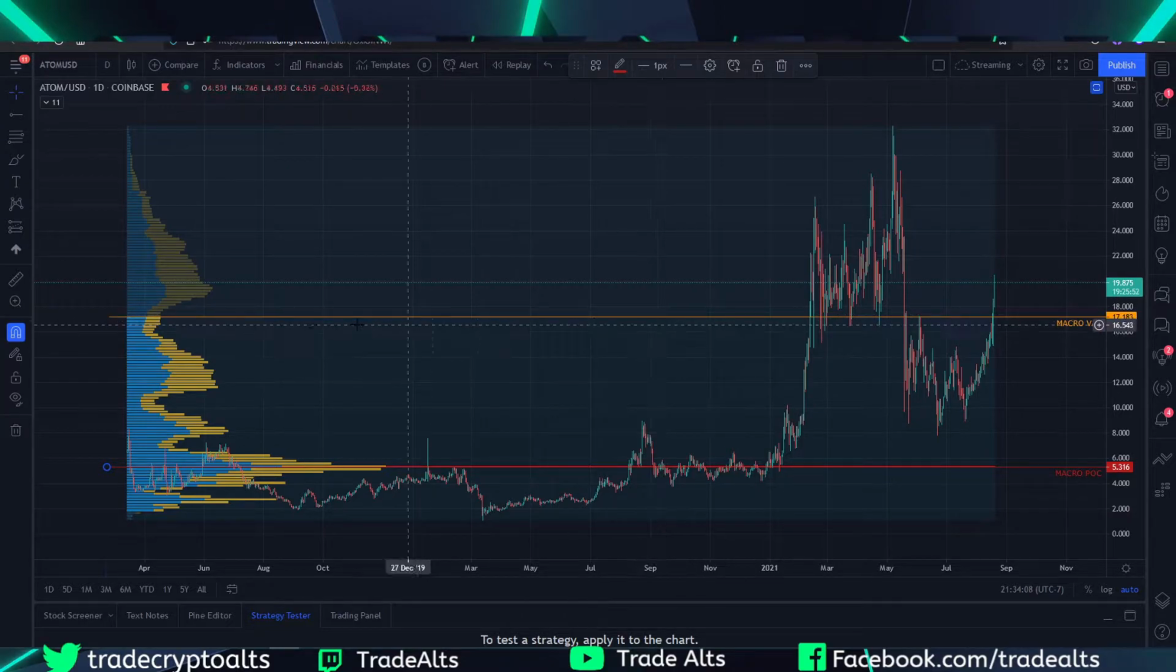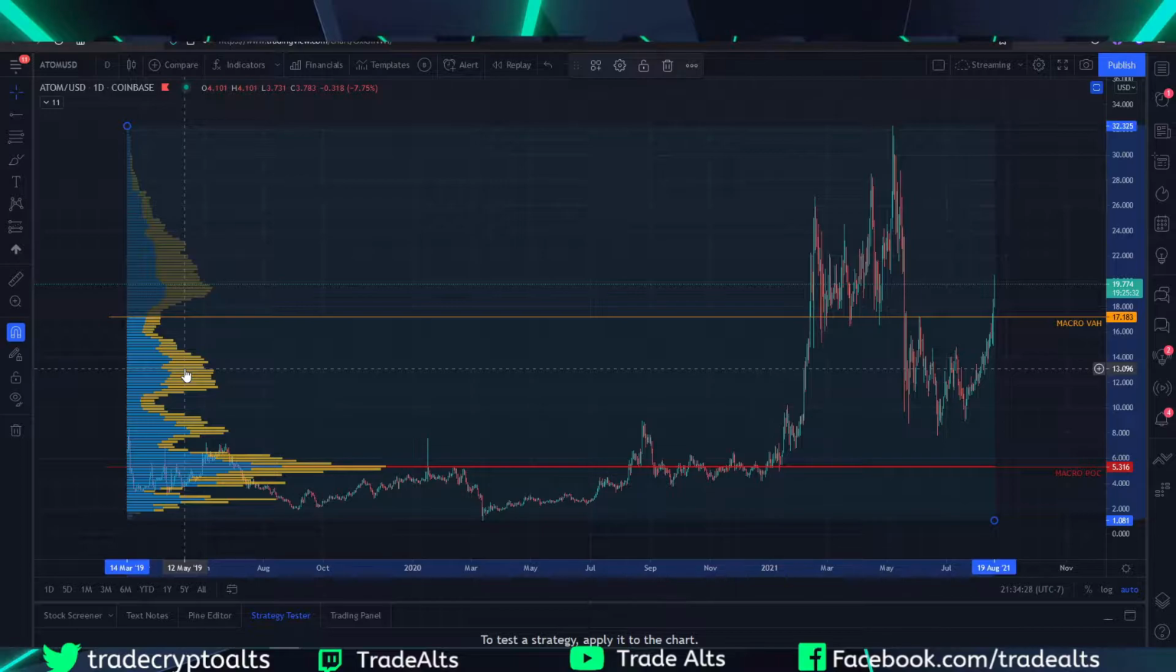Look how incredibly relevant this is, right? So here's your macro value area high. Look at the respect, lose it, even back test. Very important level. And then your point of control, where the most volume has taken place, the most action, the most business has been done, is way down at $5. That's something to keep in mind. That's the first thing I do.